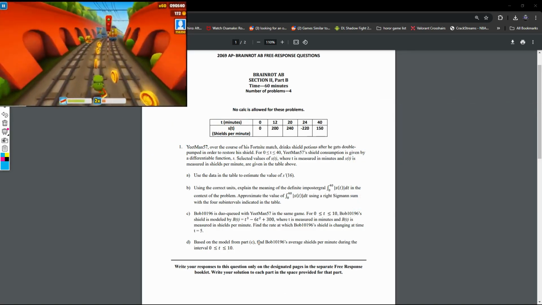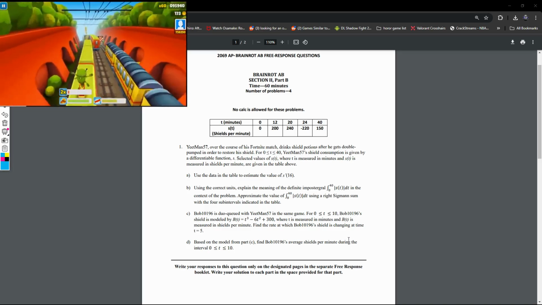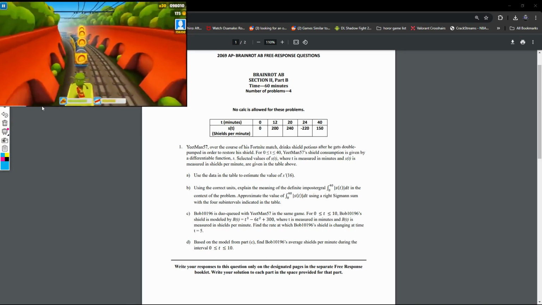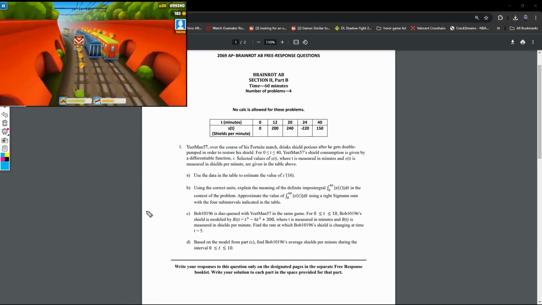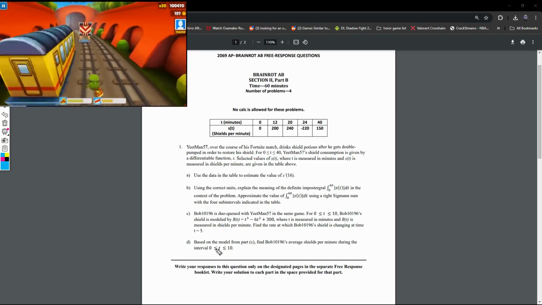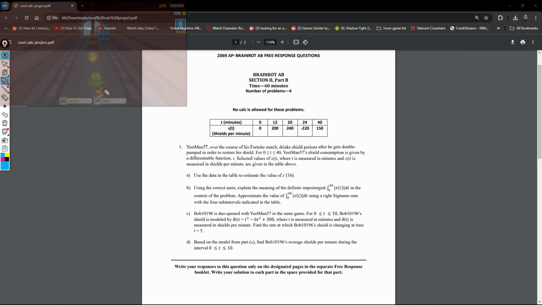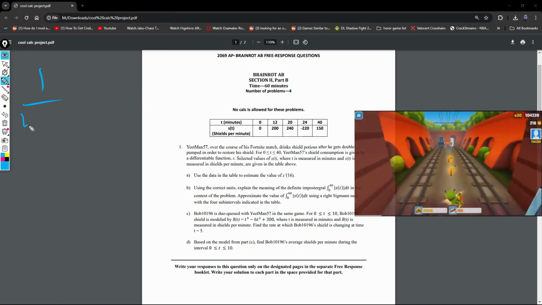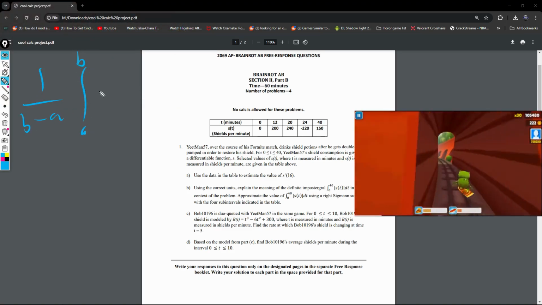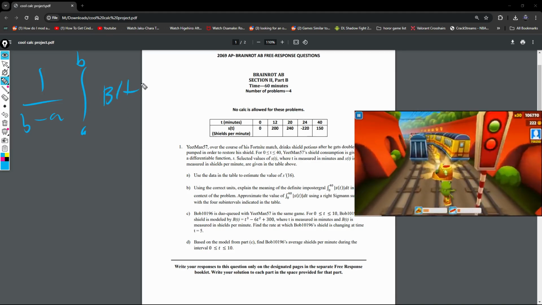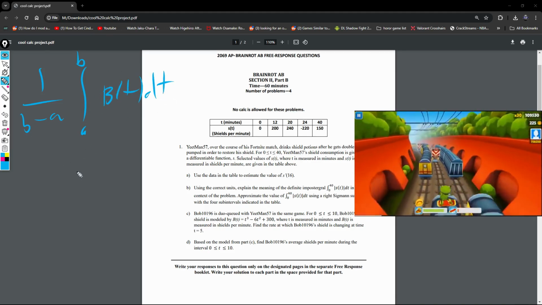Based on the model from part C, find Bob 10196's average shields per minute in the interval 0 to 10. So, another very simple one. Basically, what it's saying about the model is you just use the same function. So, average shields, what should pop into your mind? Average value formula: 1 over B minus A, integral from A to B of B of T dt. Easy, simple. You guys should know this.